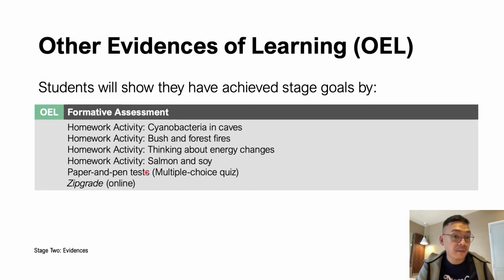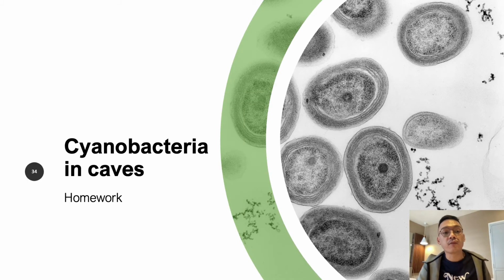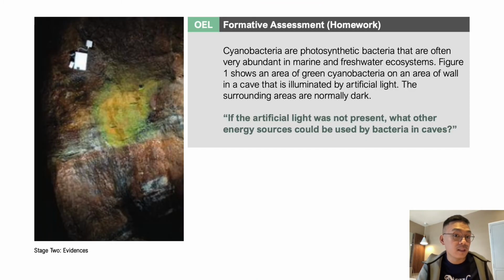We also have paper and pen tests with multiple choice quiz, and if the class is held blended or fully online, we can also use ZipGrade or the multiple choice quiz online platform. For the homework, the first homework will be all about cyanobacteria in caves. The students will be able to answer this question: if this artificial light was not present, what other energy sources can be used by bacteria in caves?